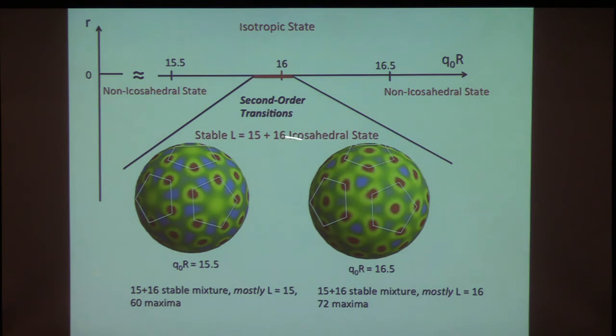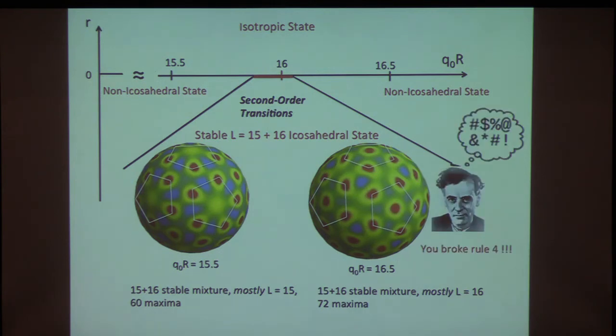So it is the interference between these two structures which has stabilized them. They don't exist as L equals 15 or L equals 16. They only exist as a superposition of different L. In group theory, you need multiple irreducible representations to represent this state. It doesn't exist as a single irreducible representation.